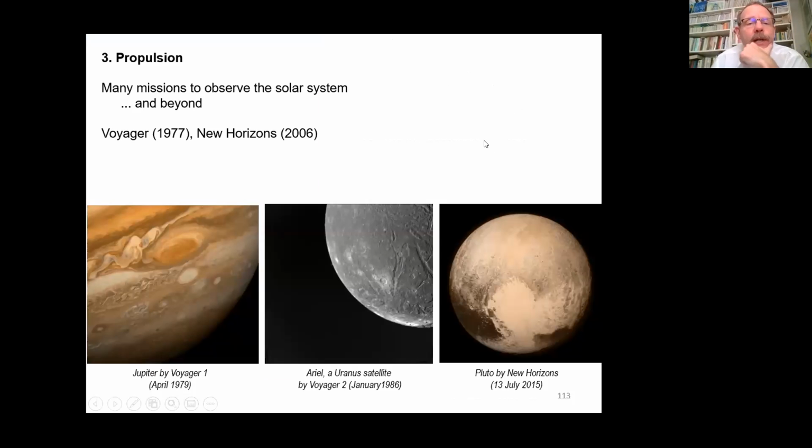And the propulsion leads also to very interesting missions such as the Voyager missions or New Horizons, because Voyager visited Jupiter in 1979 or Uranus in January 1986. And here, this is Pluto viewed by New Horizons 9 years after the launch.